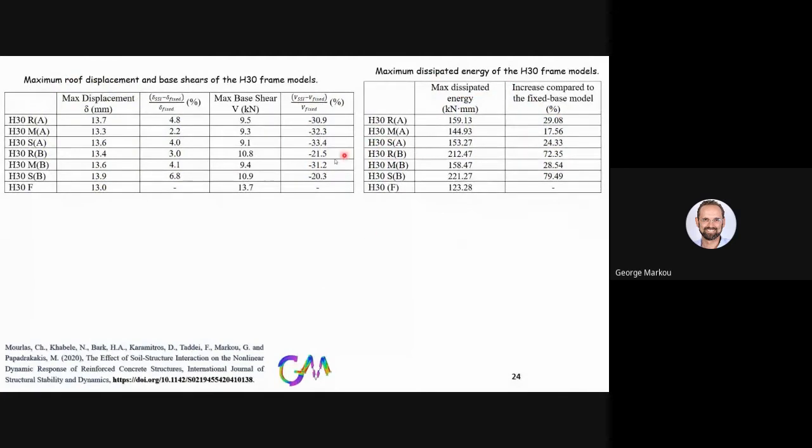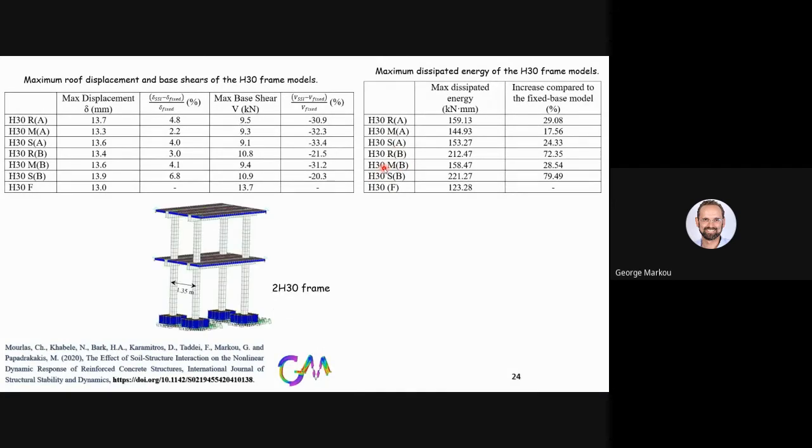And of course, after the analysis, the results were compared with the case of the fixed model, and we found out that the maximum base shear was decreased for all cases, and the maximum developed displacement was increased, with the maximum being the case where we have 11 meters depth for the soft soil. M and S stand for medium and soft soil respectively, and of course F refers to fixed. A is 6 meters deep and B is 11 meters deep.